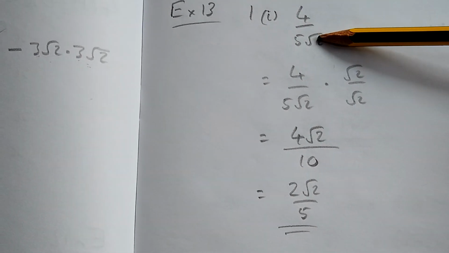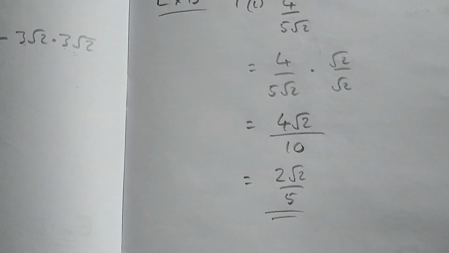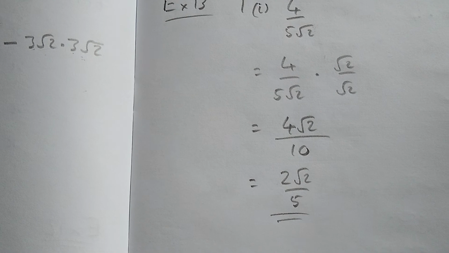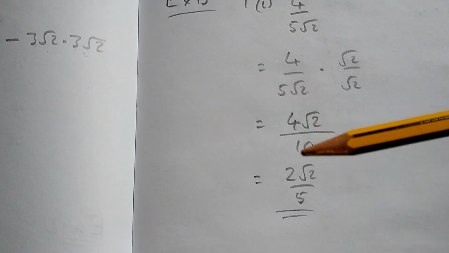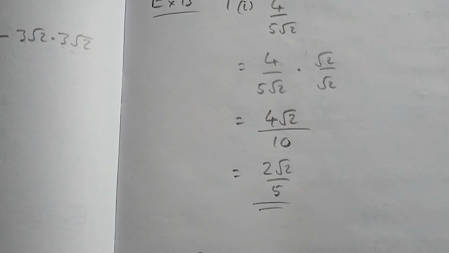So 4 over 5 root 2, I want to rationalise the denominator. I do not want the surd on the bottom of the fraction. It does not look mathematically elegant. We like our answers to have the square root on the numerator, not the denominator.